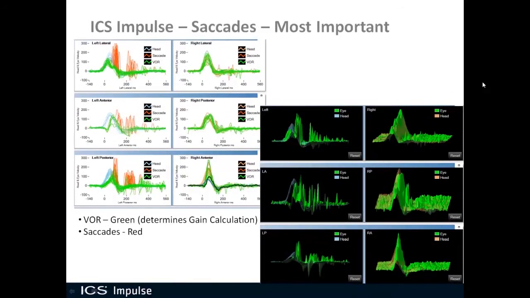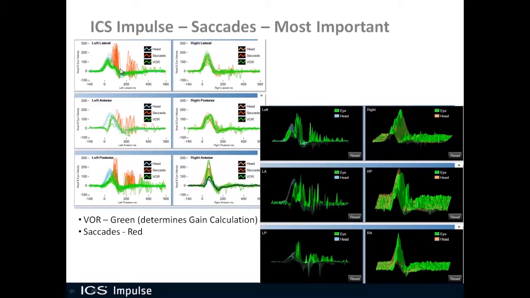So first thing is, the saccades are the most important thing. And what you see here now in version 2.0 is that the red spikes are the saccades. So this is an example of a unilateral loss. The left side is actually abnormal for the lateral, anterior, and posterior canal, but is normal for the right lateral, anterior, and posterior canal. So the left side is abnormal, the right side's normal. So red is the spikes, those are your catch-up saccades, and the green is still the eye trace.